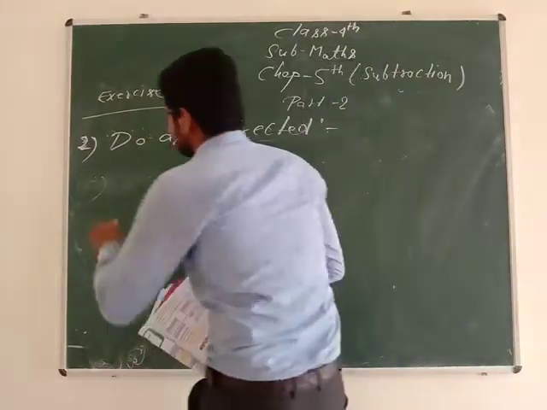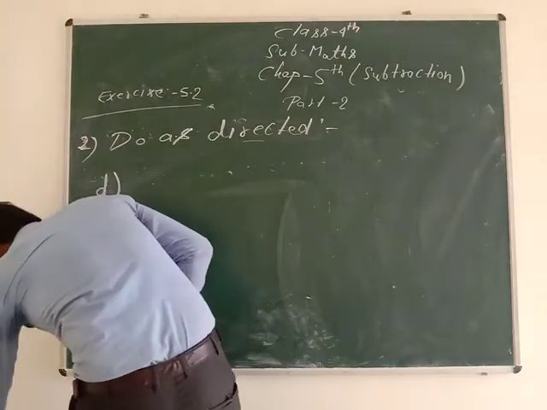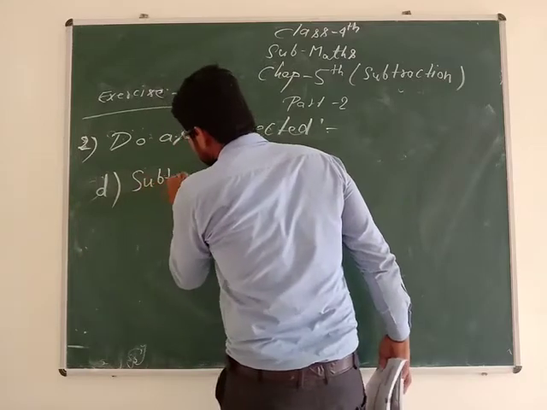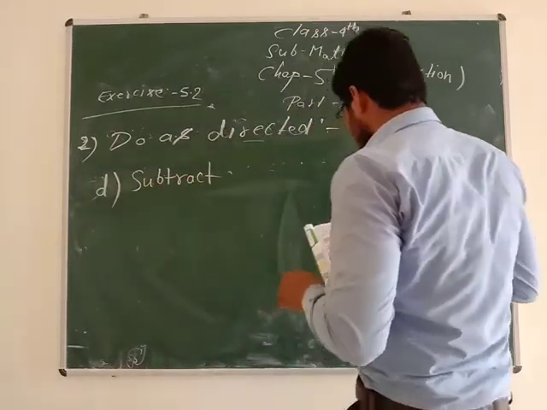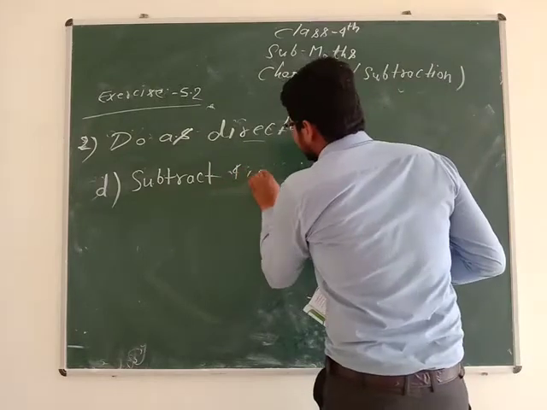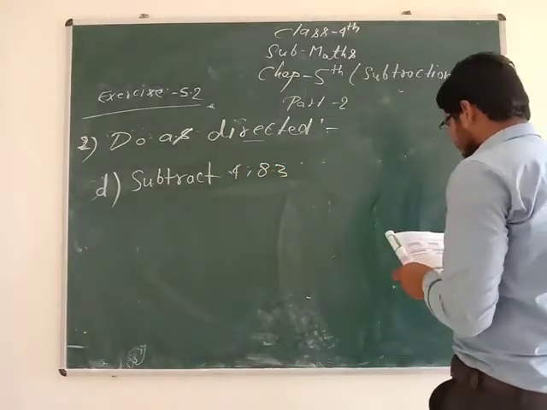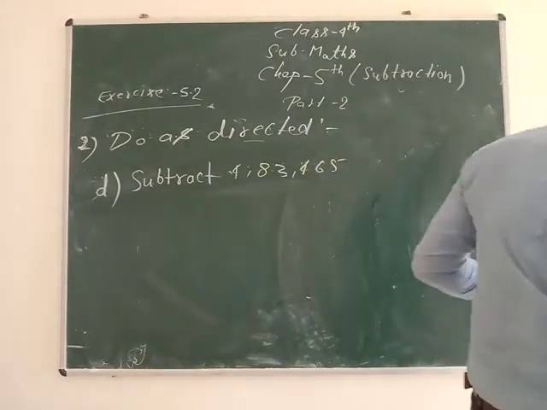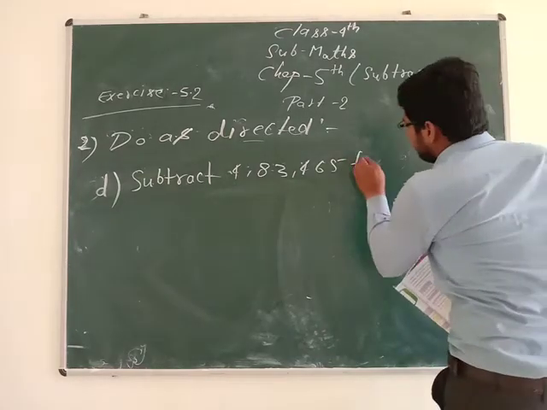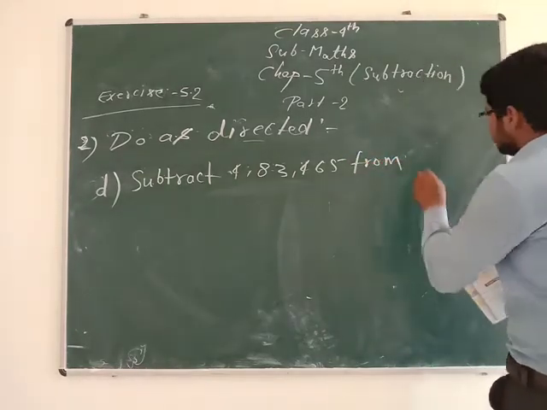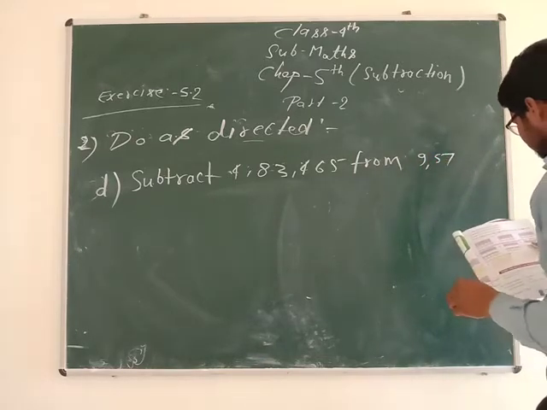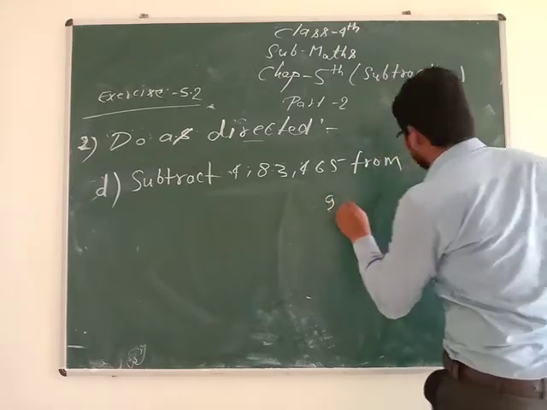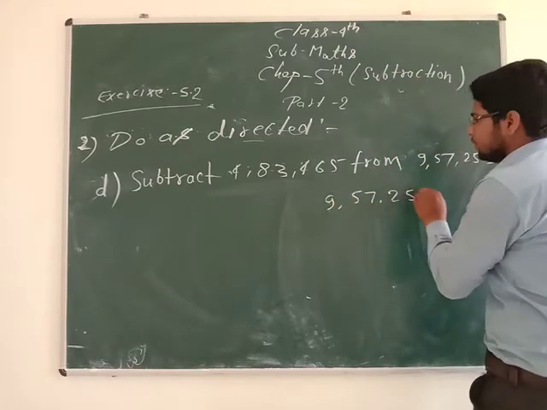Let's take question number 3. Subtract 4,83,465 from 9,57,253. So 9,57,253, minus 4,83,465.